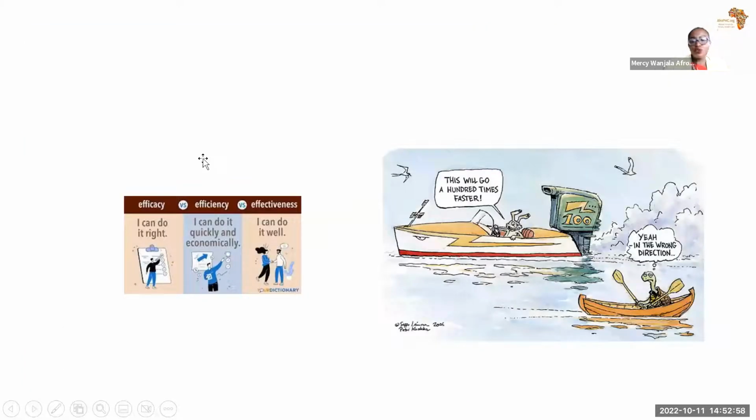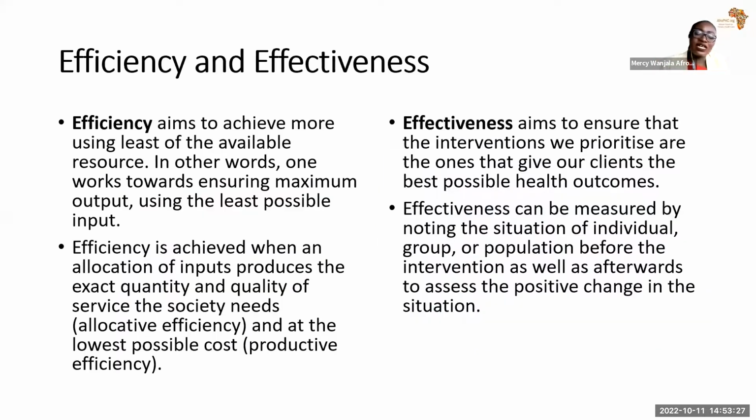So now we are going to move on to look at efficiency and effectiveness. And these are just some illustrations of how people think about these two concepts. Efficacy means I can do it right. If it's a physical exam, I can do it right. If it's a prescription, I can do it right. Efficiency means I can do it quickly and economically, apart from doing it right. And then effectiveness means I can do it well. So that is a simple way of thinking about it.